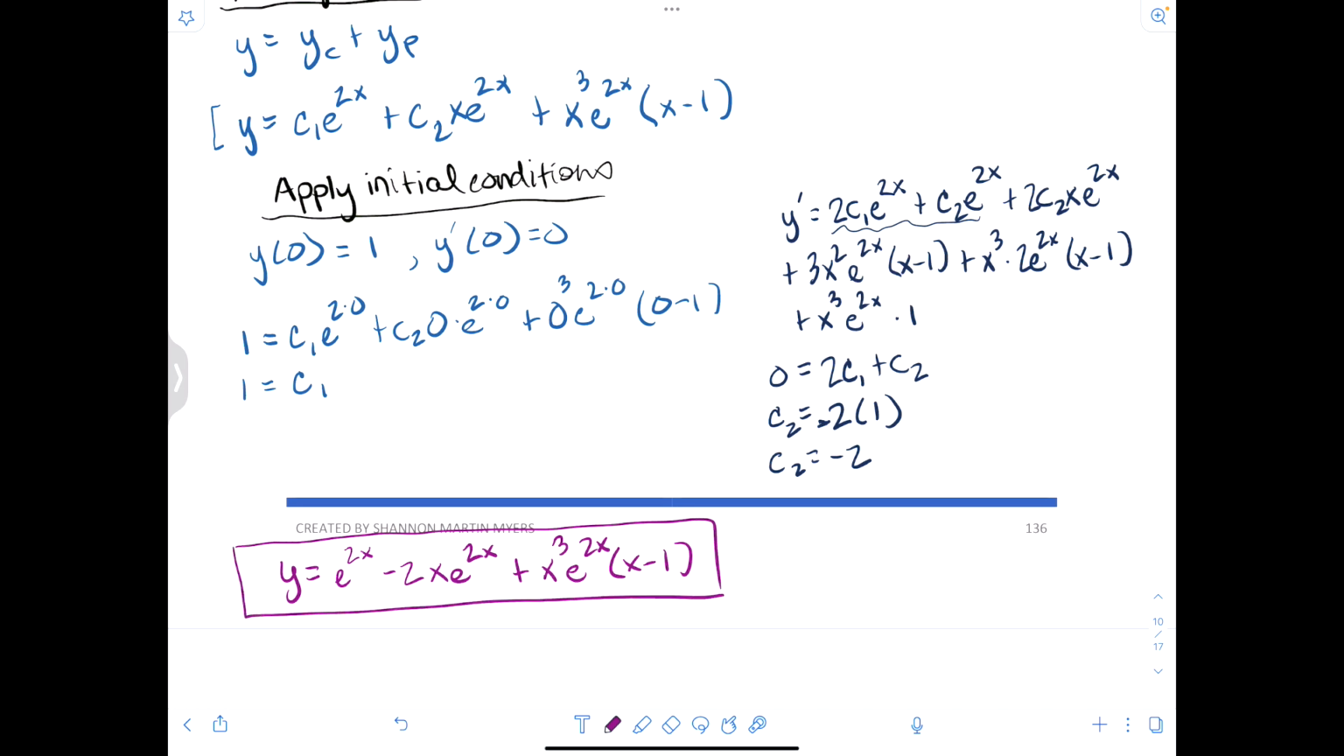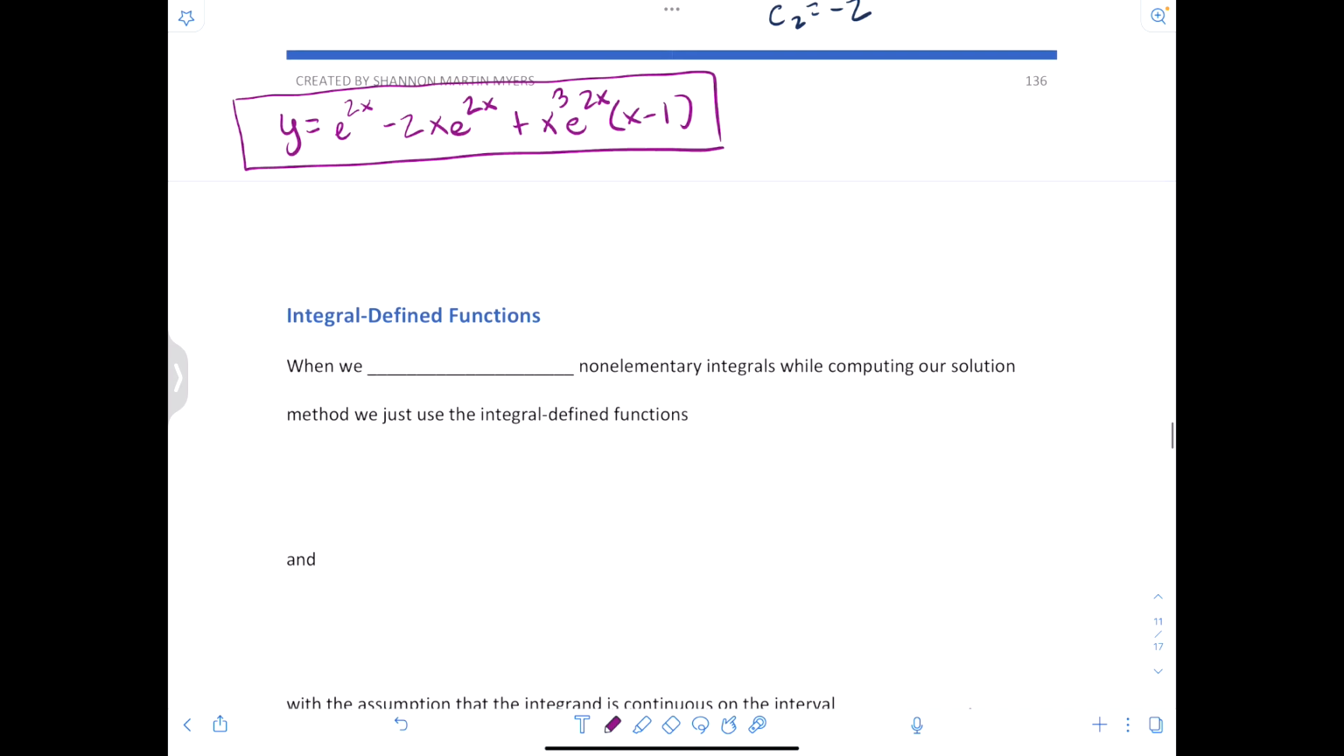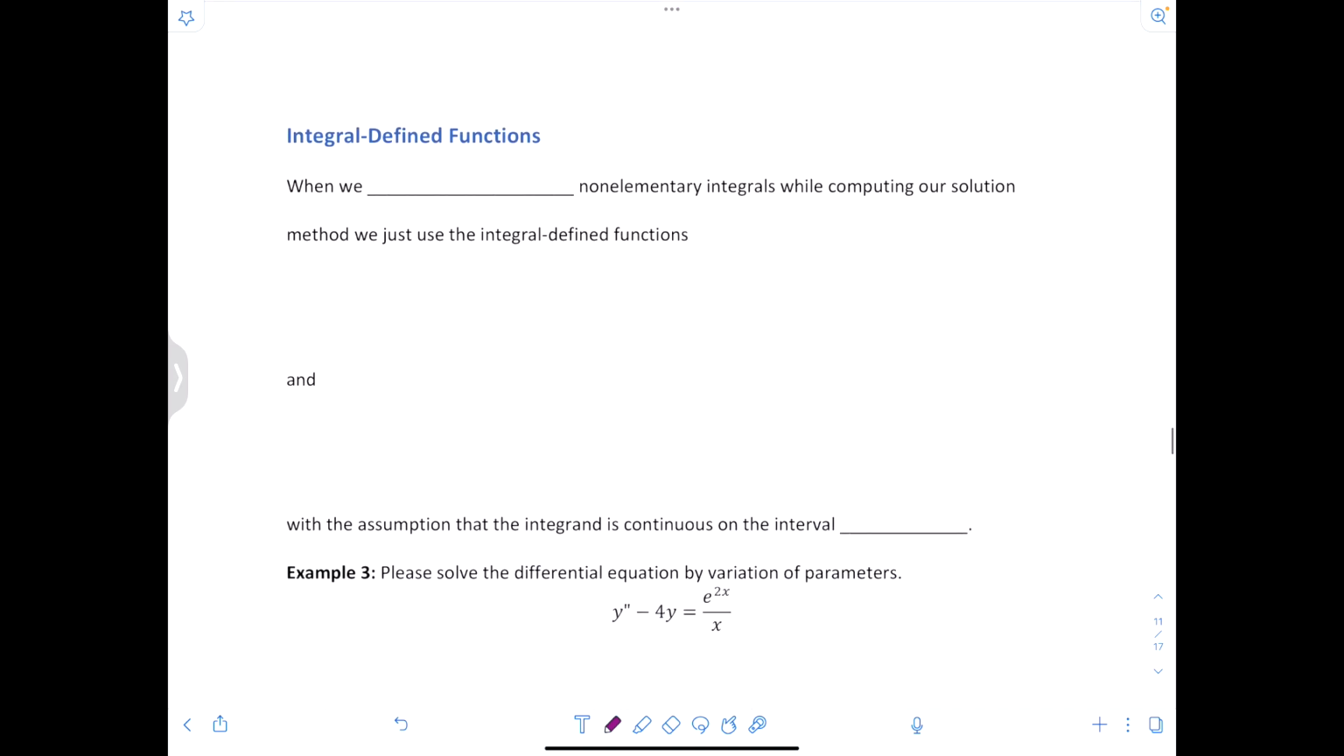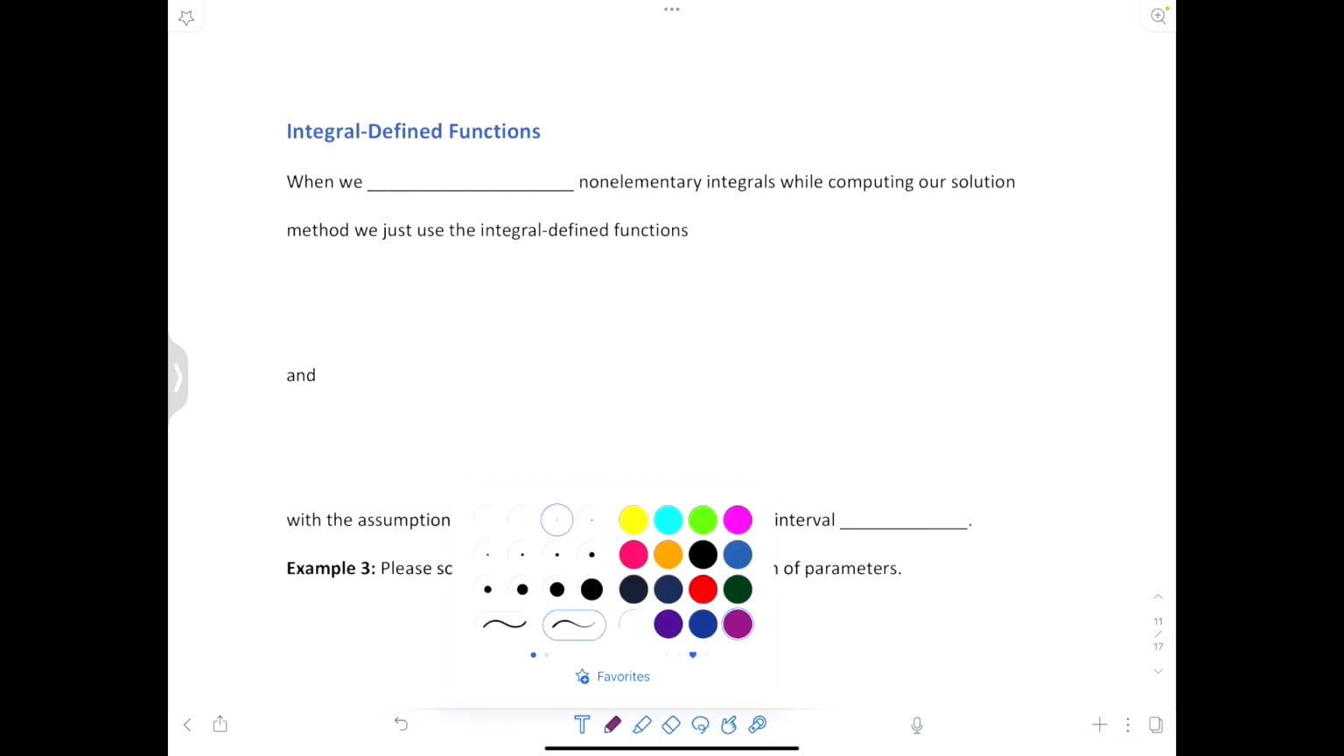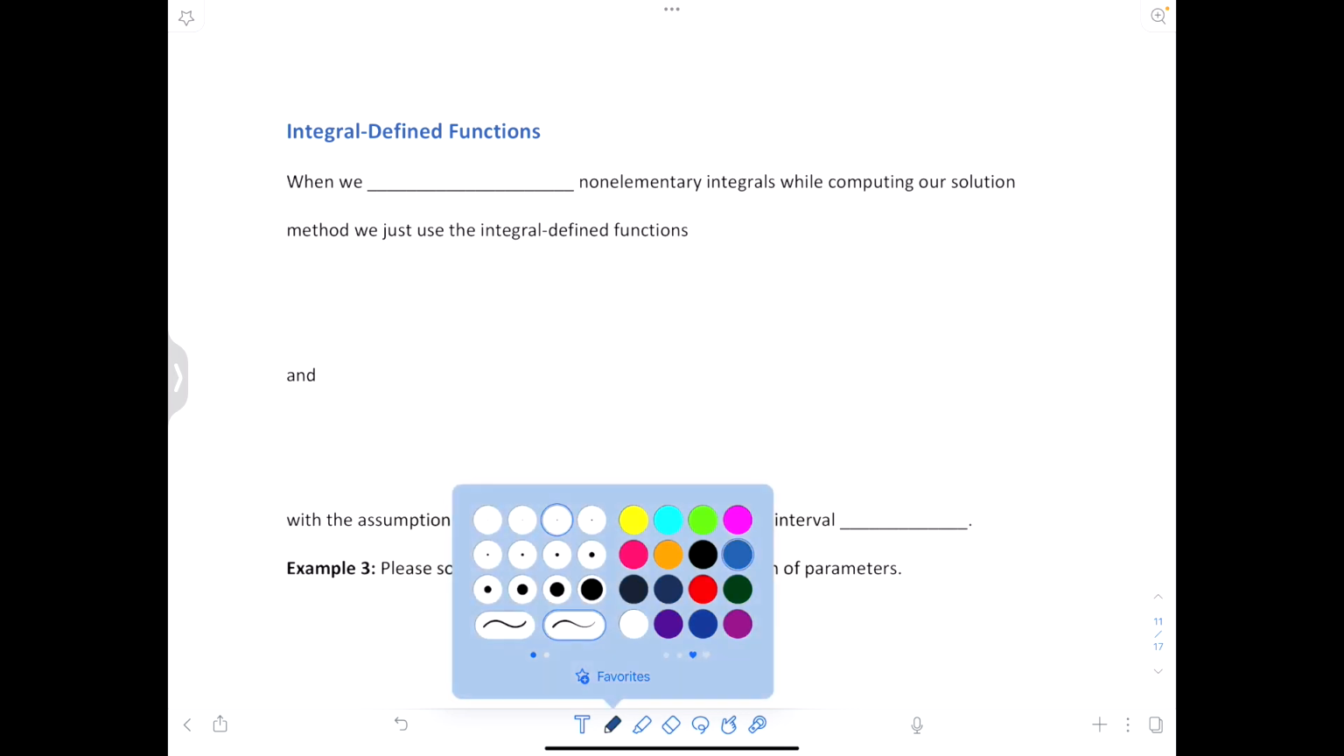And we're done with that one. All right, just a little bit more here. I know this is a pretty long one, intense section.